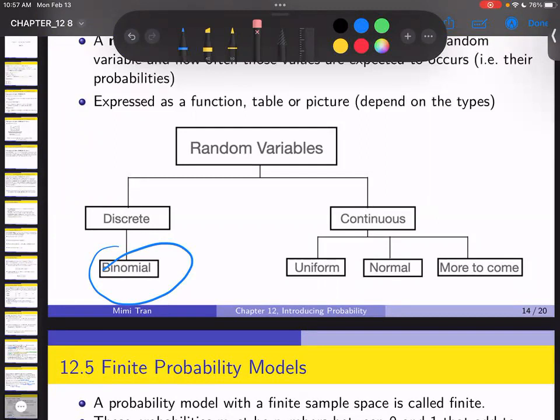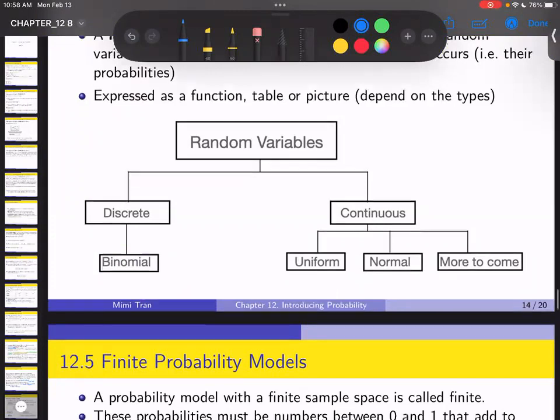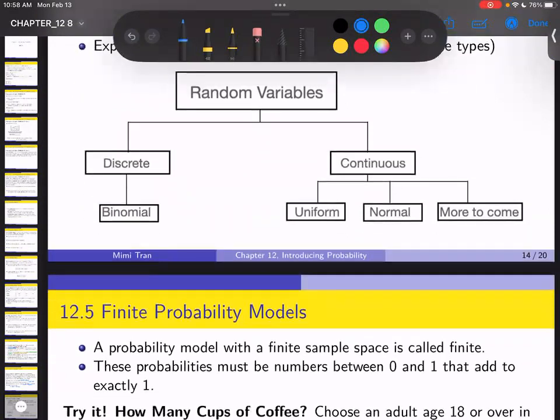And then continuous. Normal. The normal curve you've been doing, that's a continuous random variable. The rectangular one, the box, we can find the area under the curve easily by doing length times width. And then there's more to come, like the t distribution and chi-square distribution. We're not going to do chi-square in this class, but we're going to do the t distribution. So far, you've been introduced to the uniform and normal distributions. Binomial will be later.